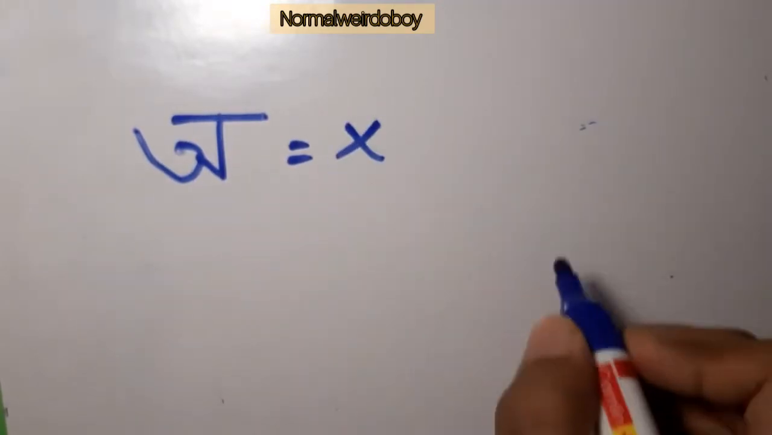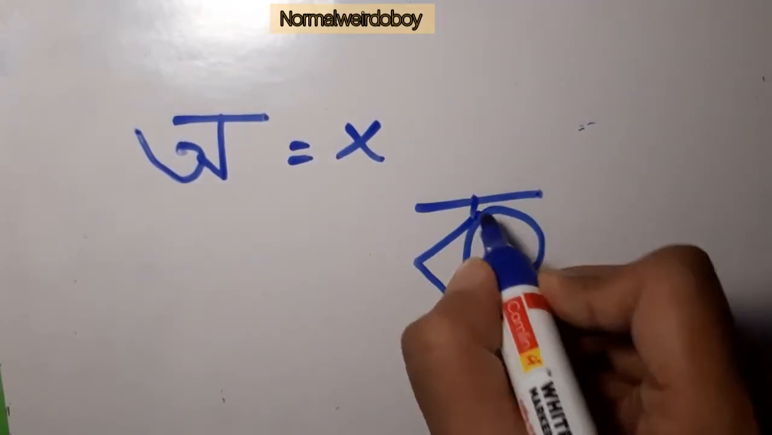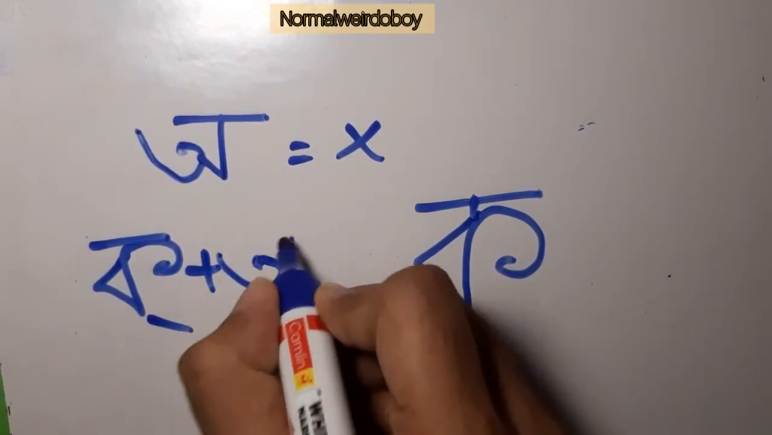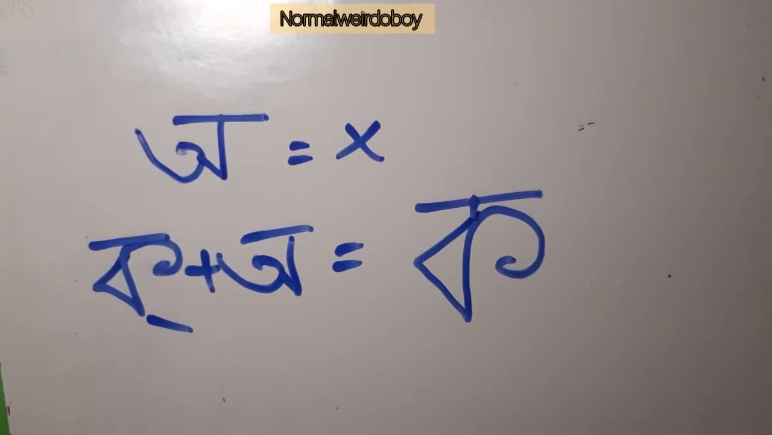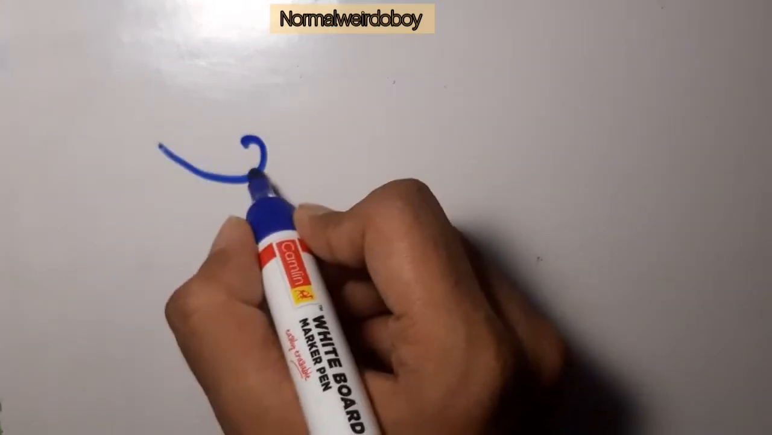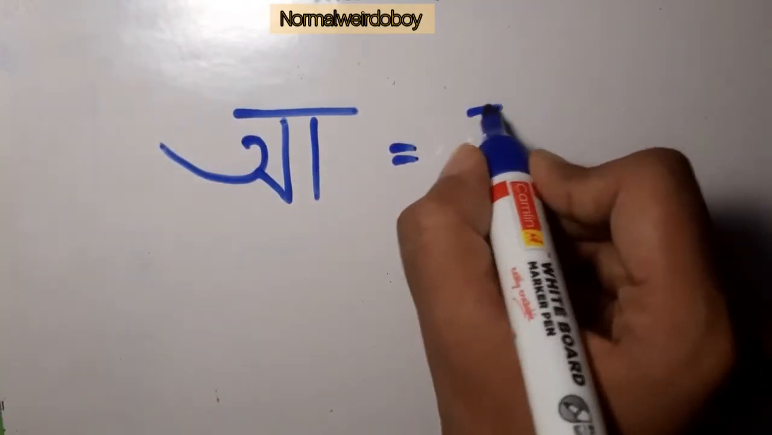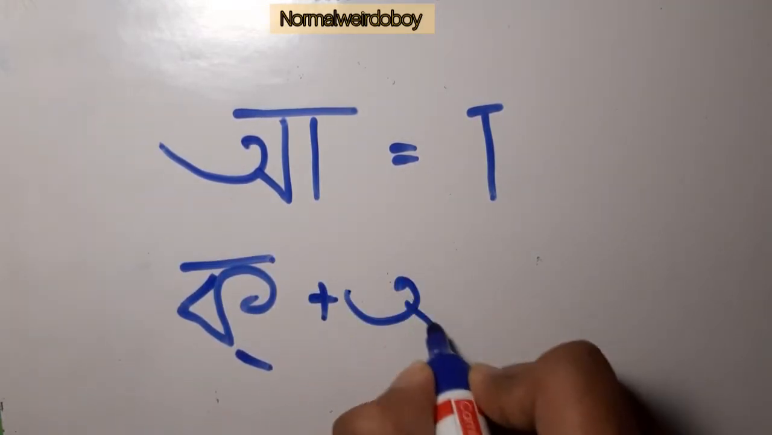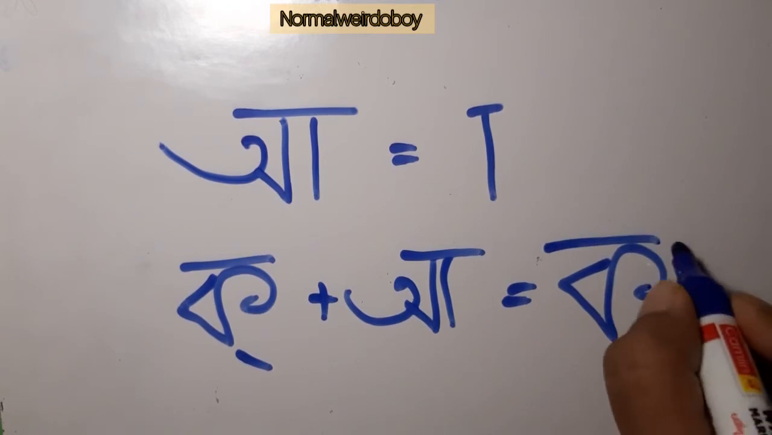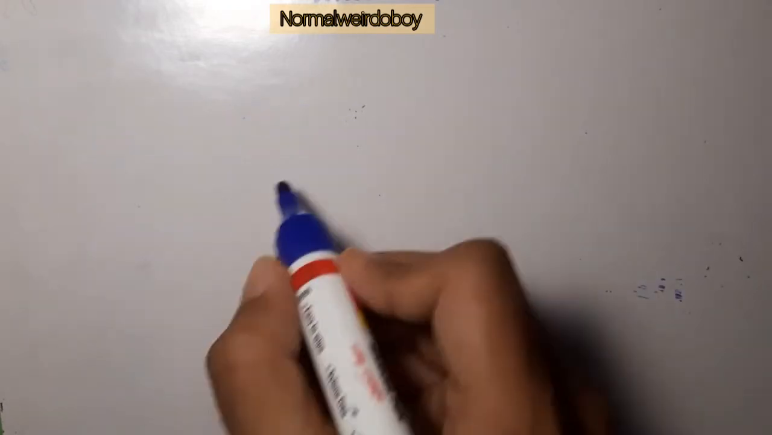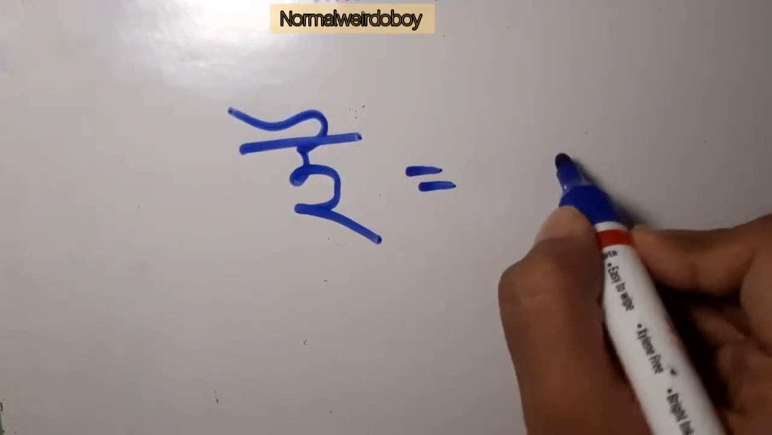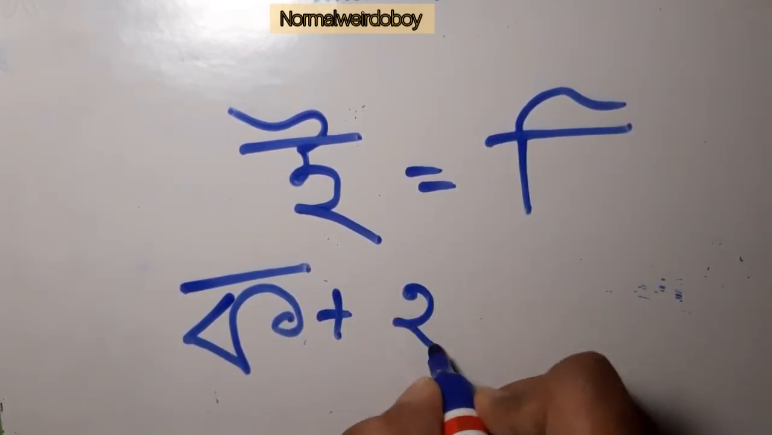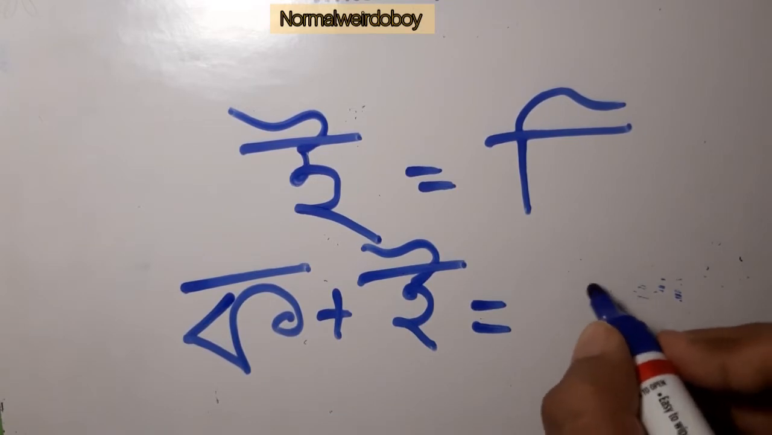For the letter O, there is no diacritic as such. So, Ka plus O is just Ka. For A, Ka plus A is Ka. For E or Rasoi, Ka plus Rasoi is Ki.